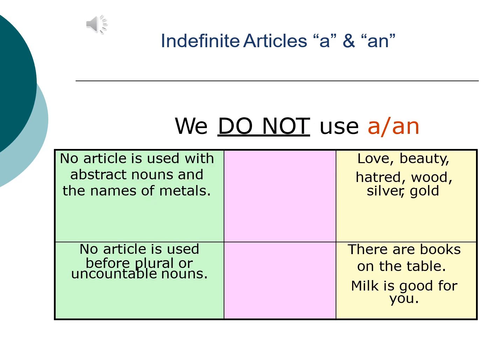We do not use a or an. No article is used with abstract nouns and the names of metals: love, beauty, hatred, wood, silver, gold. No article is used before plural or uncountable nouns. There are books on the table. Milk is good for you.